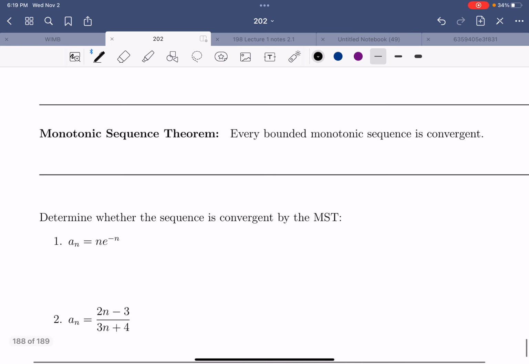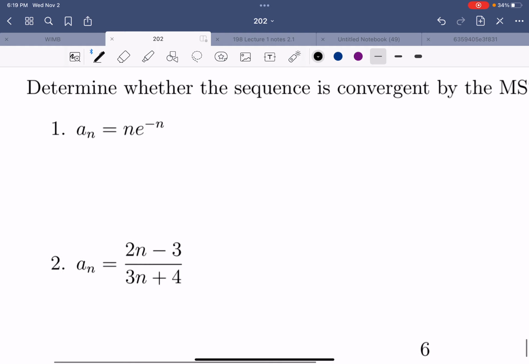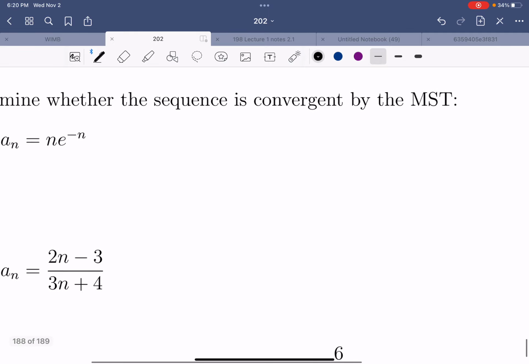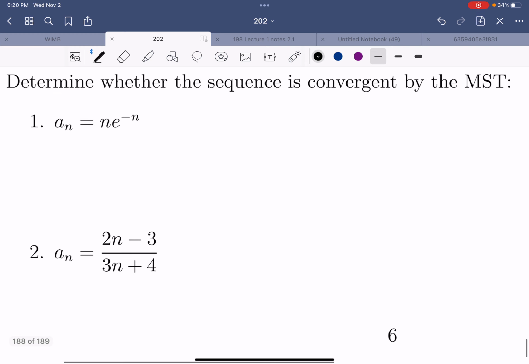And we get this nice little theorem here, the monotonic sequence theorem, that says every bounded monotonic sequence is convergent. Okay, so if it's increasing and it has an upper boundary, then it's never going to go above that upper boundary, so it's going to be convergent to that number or something smaller. The same thing if you think about the other direction. Okay, so we're trying to determine whether these 4 sequences converge by the monotonic sequence theorem. So we've got to be able to say multiple things. We've got to be able to say it's either increasing or it's decreasing, and that it's bounded.